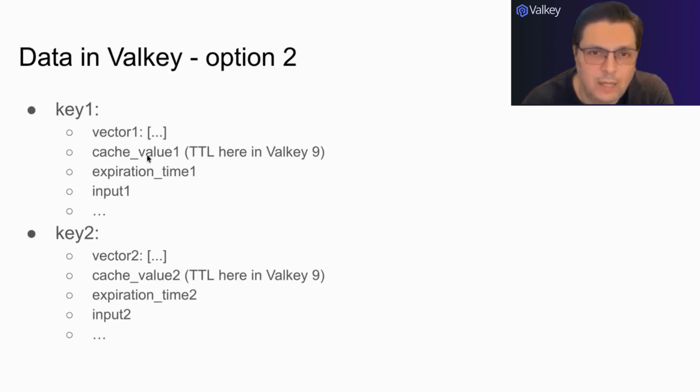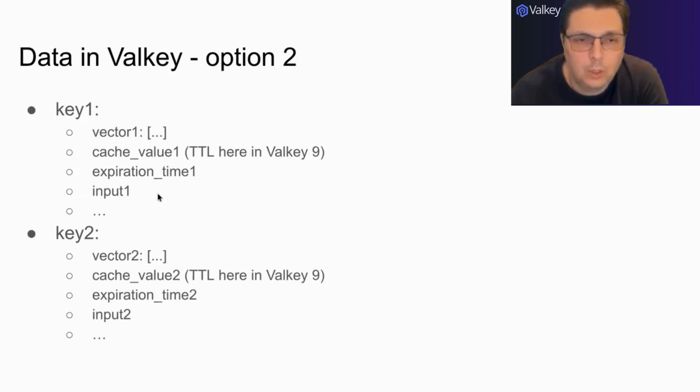And if we're using valkey 9, we can actually specify TTL just on this, because valkey-9 supports a feature called hash field expiration. If we're not using valkey-9, we can then store the expiration time separately as just another attribute or key value pair. And then in our client application, we can choose whether it's okay to use it or not. And we can store additional attributes, for example, input. The actual user input is not needed for the caching system, but it can be useful for debugging purposes. And then we'll have another key with its own vector, its own cache, and so on.